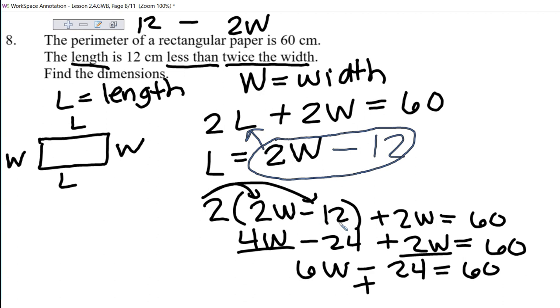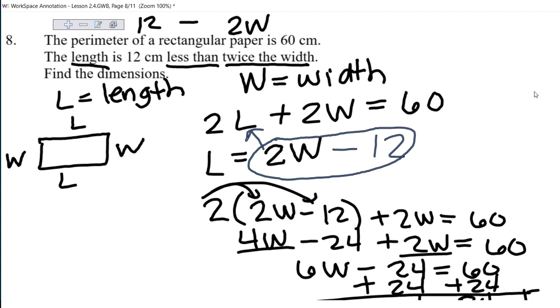Add 24 to both sides. 6W equals 84. Divide by 6. 14. Make sure you use units. This is 14 centimeters. So make sure you have your units with it.